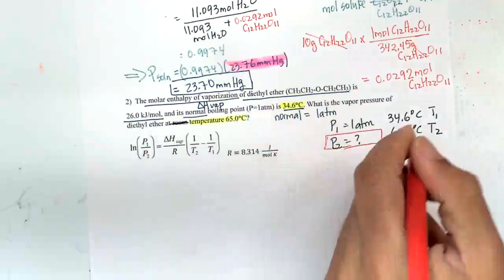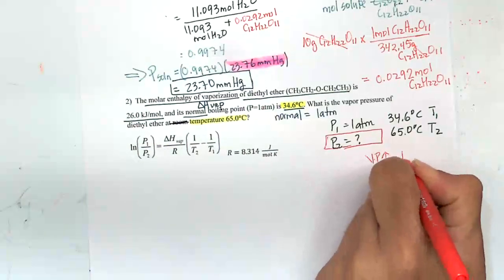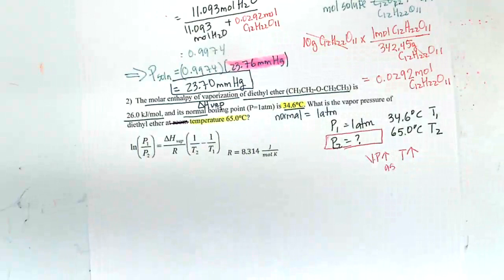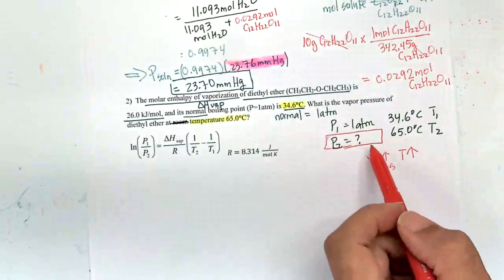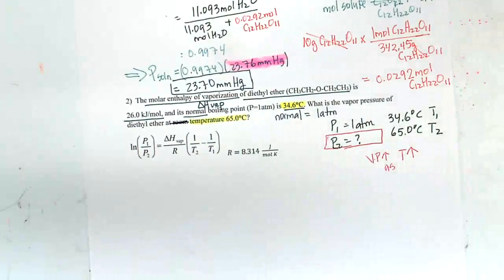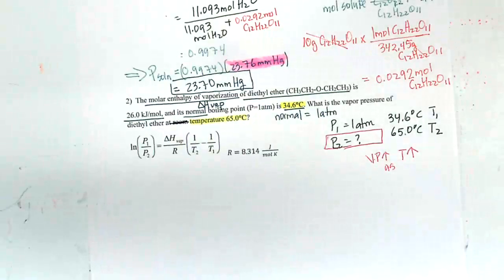Okay, so usually the vapor pressure goes up as your temperature goes up. Okay, why is that? Because as the temperature goes up, you have more vapor. Okay, you break more intermolecular forces, and then you have more vapor, hence more vapor pressure. So we expect this vapor pressure to be higher. Okay? So we're going to use this equation. This equation will be given on the test, so you do not have to memorize it.